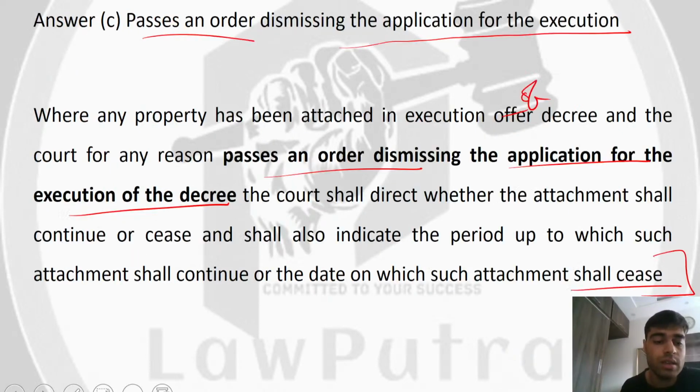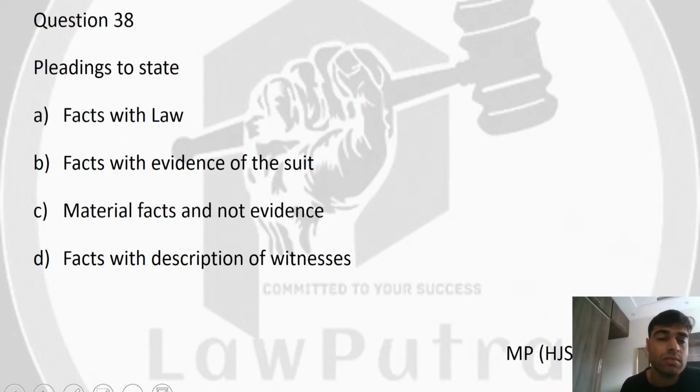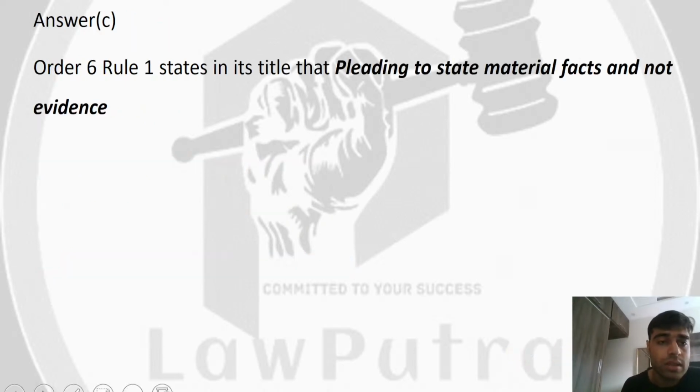Alright, so the answer is C. Next question: pleadings to state. So simply put, what do pleadings state? Facts of law, facts with evidence of the suit, material facts and not the evidence, or facts with description of the witness. So the answer is C.